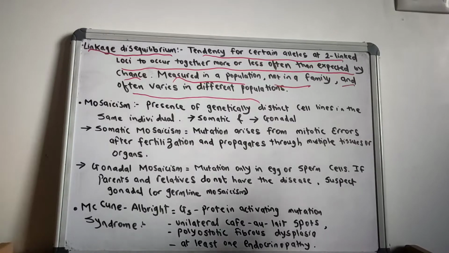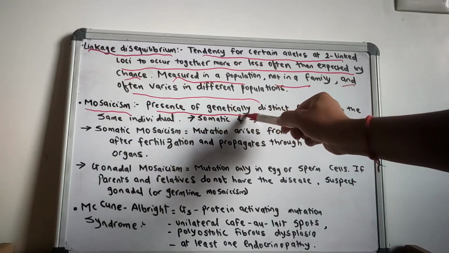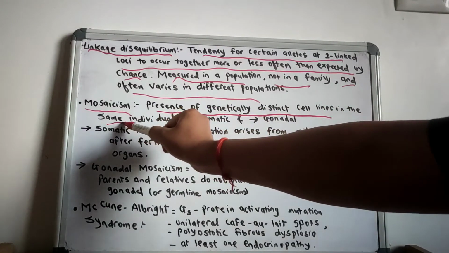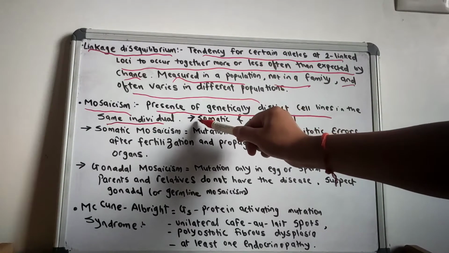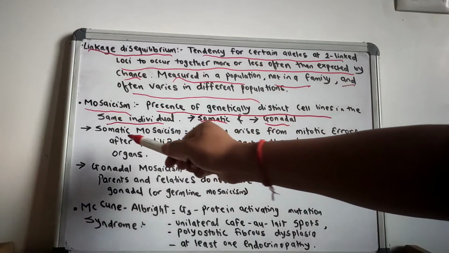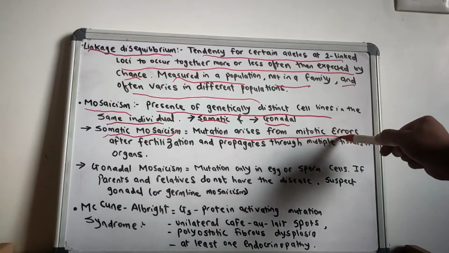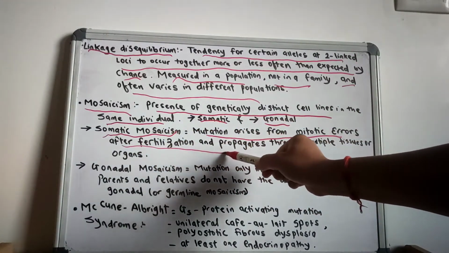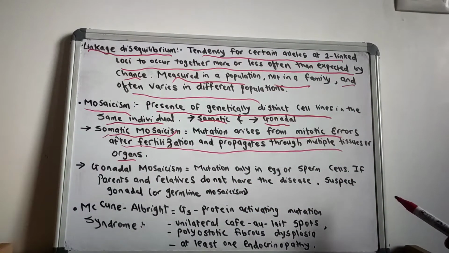Now let us go towards mosaicism. The presence of genetically distinct cell lines in the same individual is known as mosaicism. There may be two types of mosaicism: one is somatic, another is gonadal. Let's talk about somatic mosaicism. The mutation arises from a mitotic error after fertilization and then propagates throughout multiple tissues or organs. It is known as somatic mosaicism.